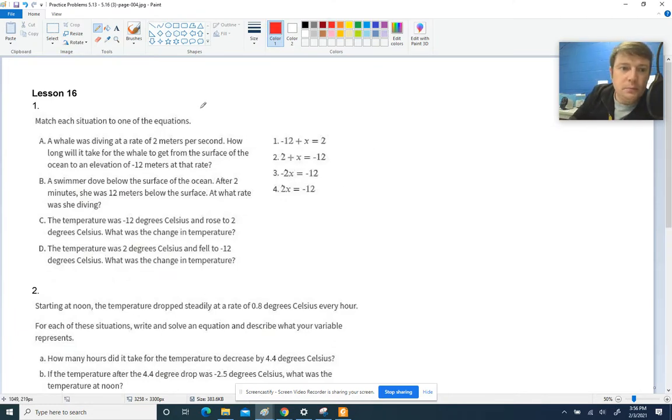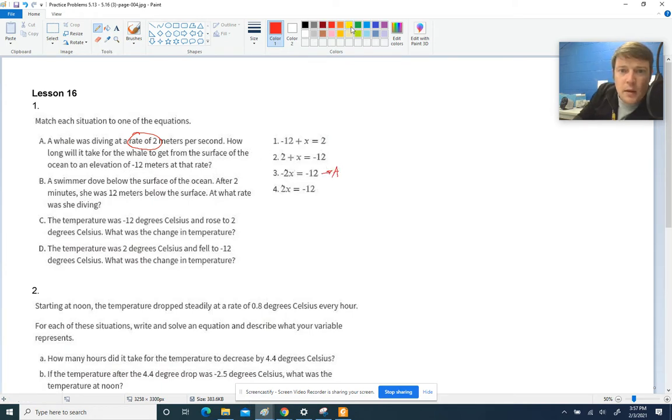We got a whale. It's diving at a rate of 2 meters per second. That is going to make me think that it is going to be either the multiplication problems. And since they're diving, I'm going to assume that it's negative rates, hence why the negative 2 here. So I'm going to match this one up with A.